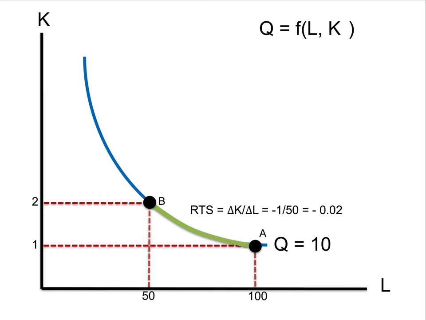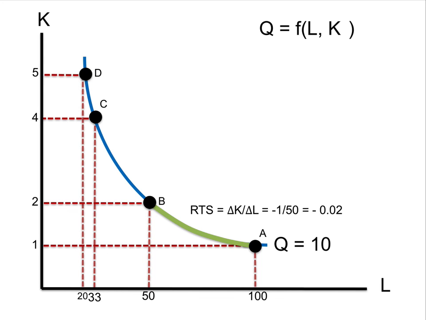Now suppose the firm was producing the same output using 4 units of capital and 33 units of labor. From that point, the firm could only replace 13 units of labor with 1 additional unit of capital. So between points C and D in this isoquant, 1 capital is worth only 13 labor.